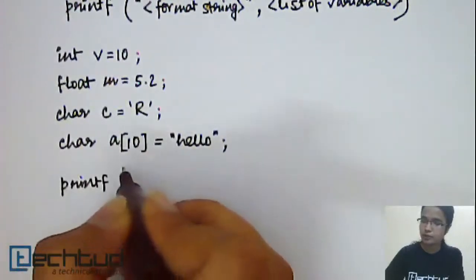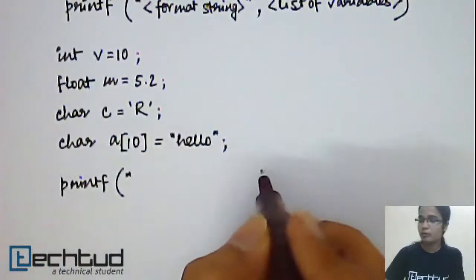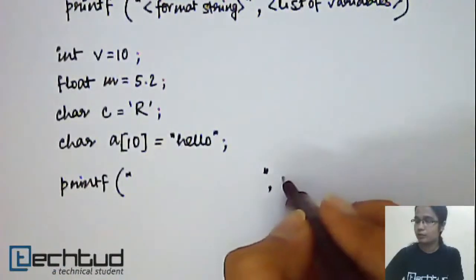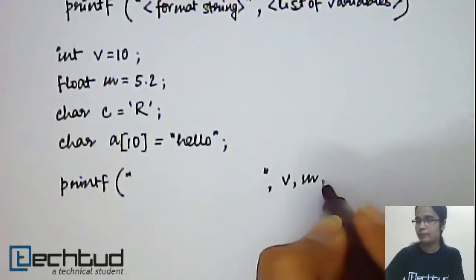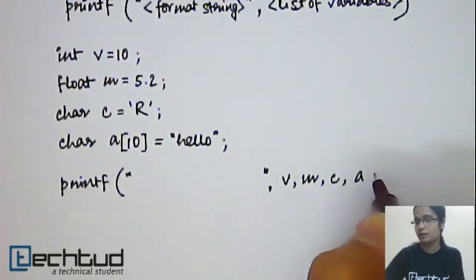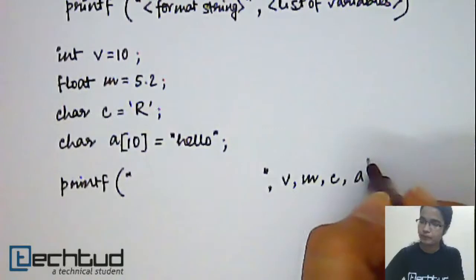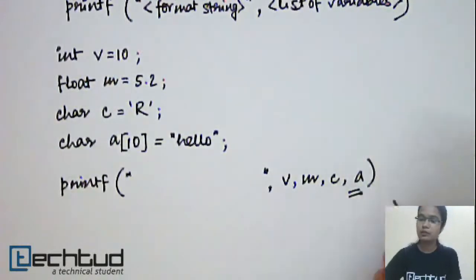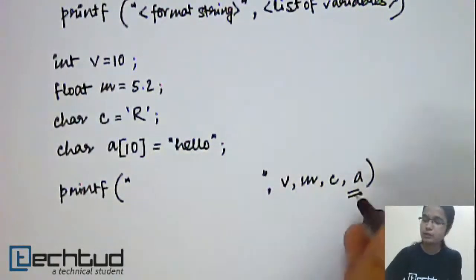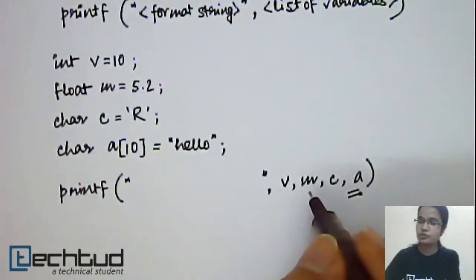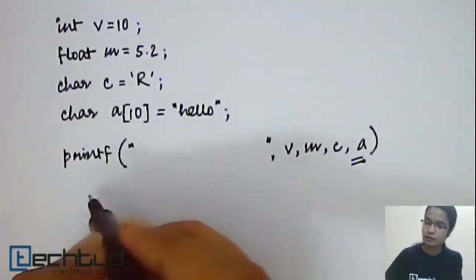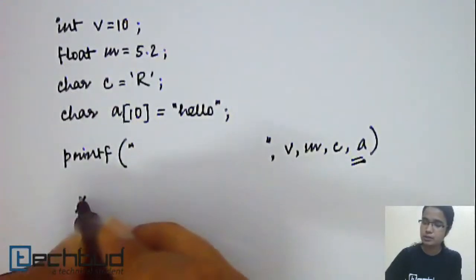We write printf and we write the format string where you need to print the values of v, m, c and a. If I write only the name of the string, then it will be printed properly. So how do we print it? For printing the value of variables, we need a format specifier. A format specifier starts with an escape sequence.